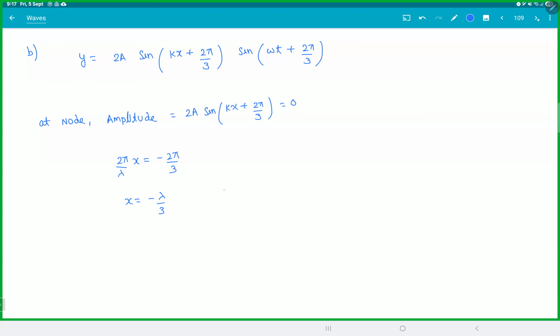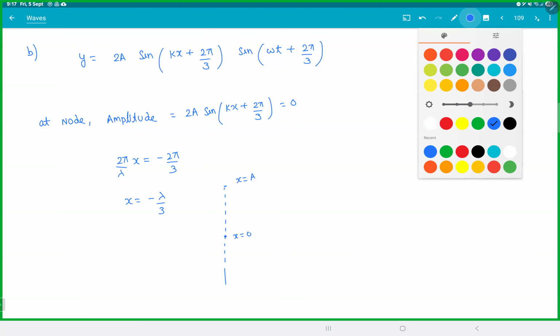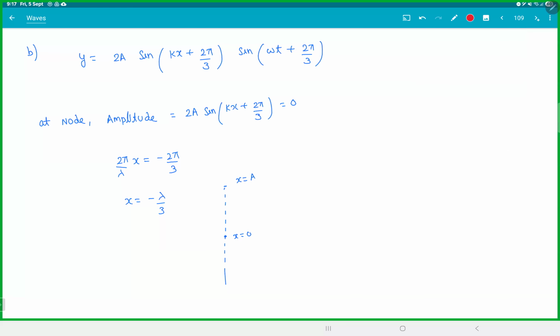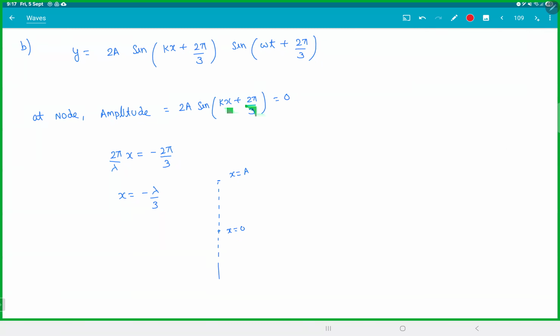And 2 pi by 3, meaning where is the particle? 2 pi by 3 is 120 degrees. You're 60 degrees short of reaching the mean again. So that is root 3a by 2, right? 60 degrees means root 3a by 2. So this guy has gone up and he's somewhere here, at x equal to plus root 3a by 2, and coming towards the mean.